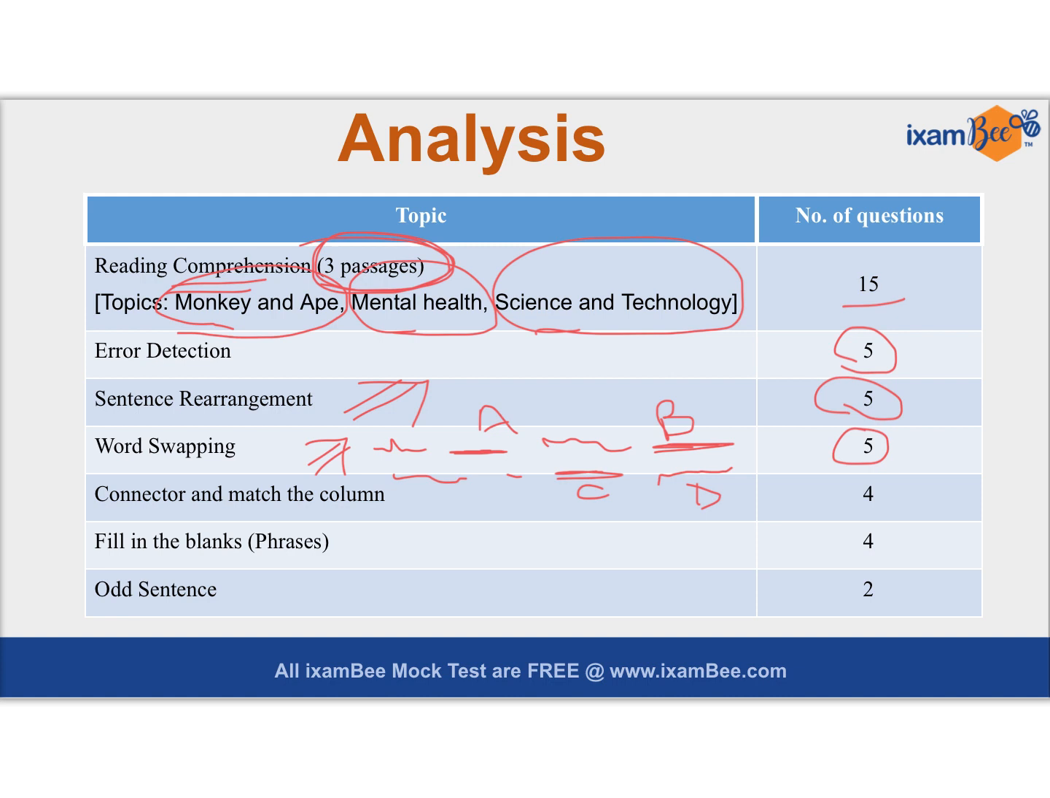So five. Then connector and match the column, four sentences. Fill in the blanks, four, and odd sentences, two.